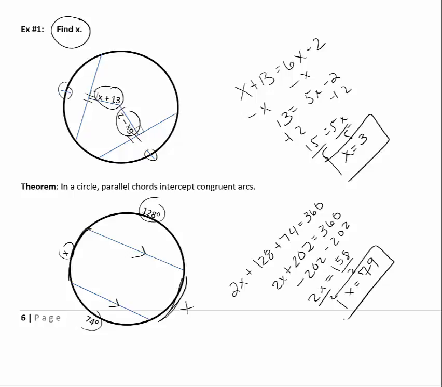79. And we can double check it too, but if that's 79, that would be 79 degrees.